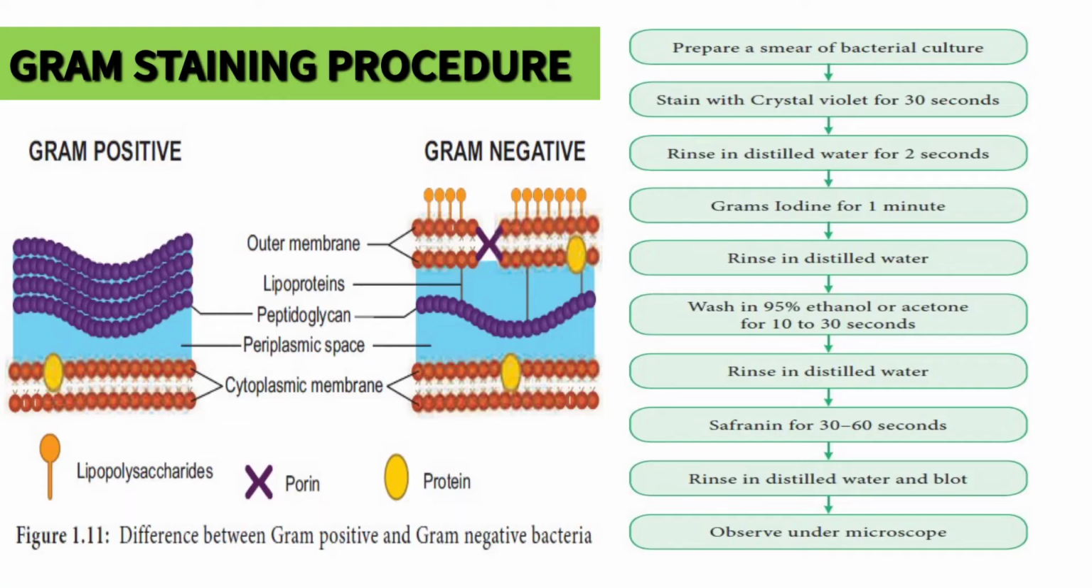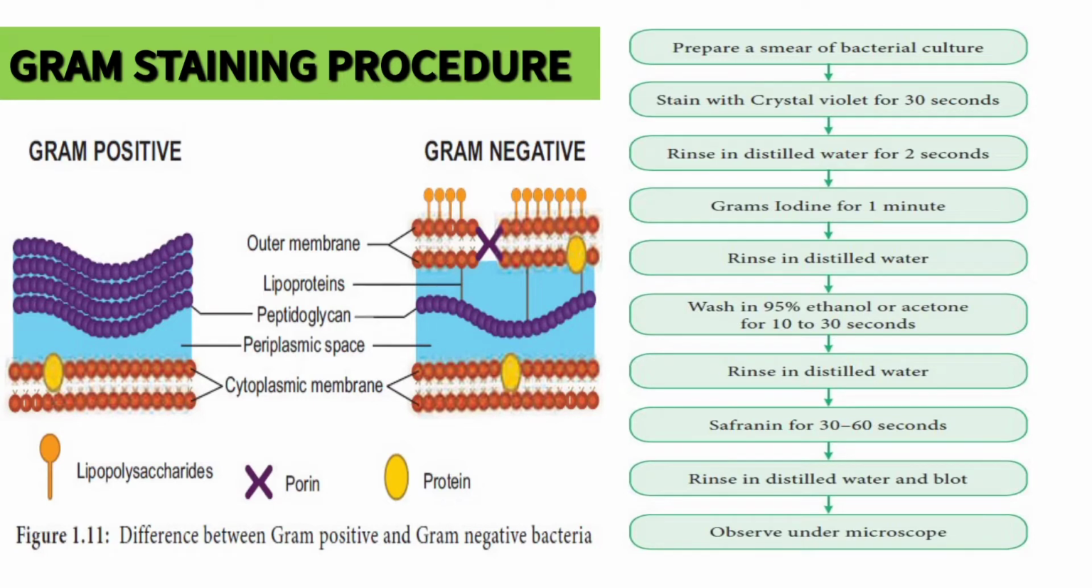Okay, and next we are moving on to the gram staining procedure. As I already told you, this is a procedure in which you will find out whether the bacteria is gram positive or gram negative. This process is very easy, just like an experiment. Please note it down.